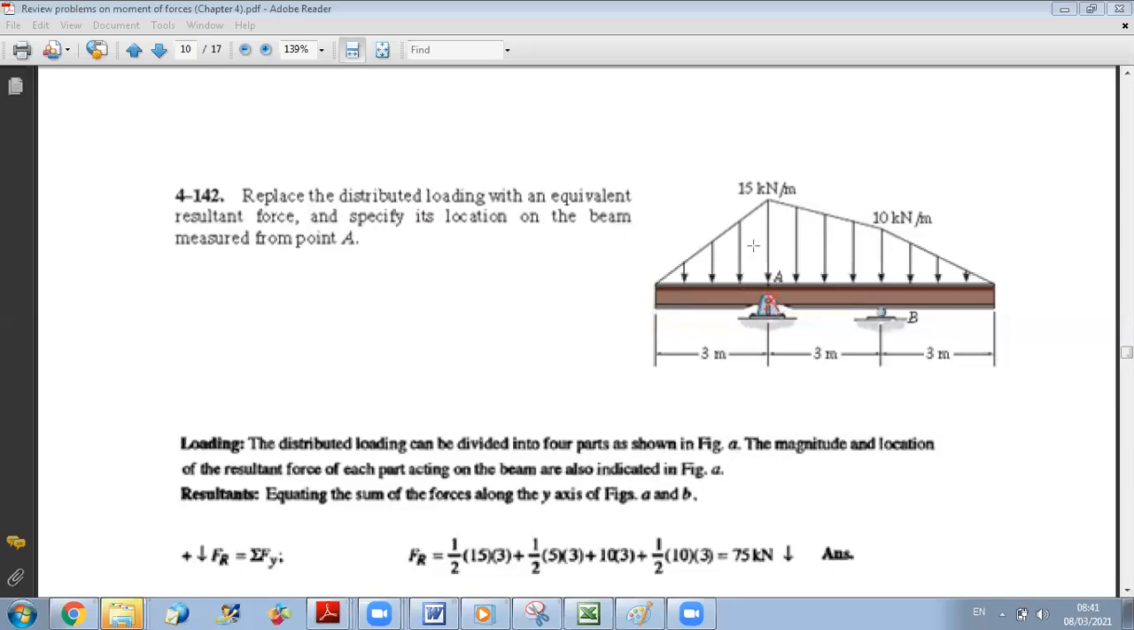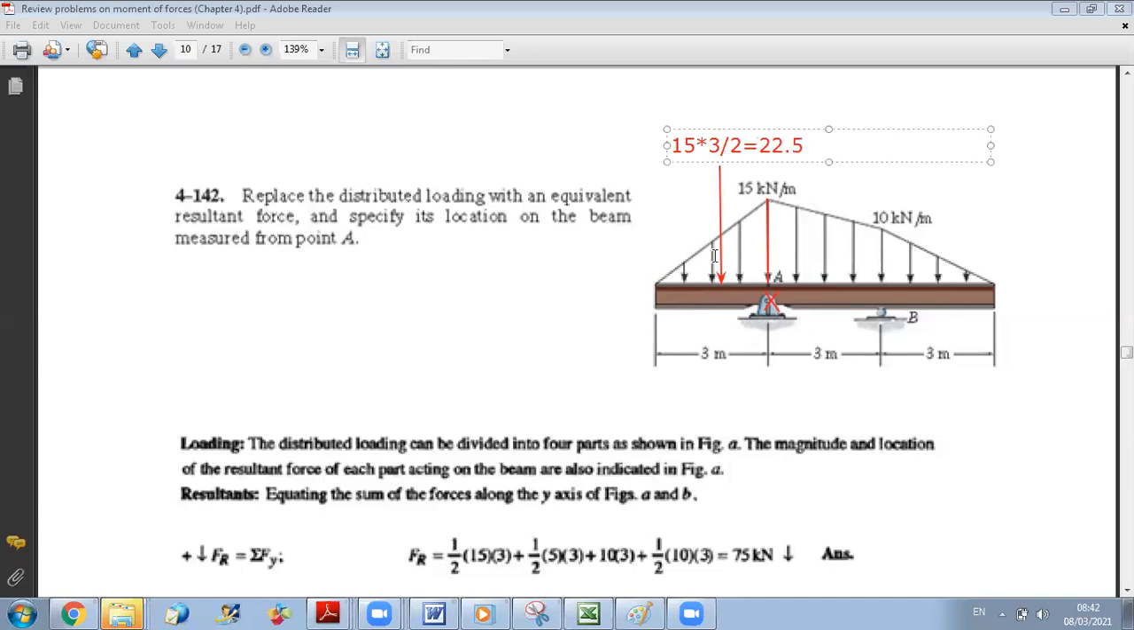the first step here is to divide my distributed load into several parts, okay? First, here I have a triangular load. So I will start with it. This triangular load can be reduced into one force. This force first should be equal in magnitude to the area of the triangle, okay? And the area of the triangle is 15 times 3 over 2. So it is 45 over 2, equals 22.5.